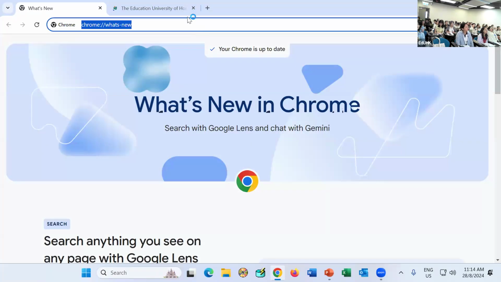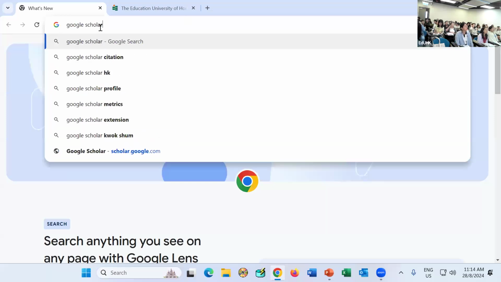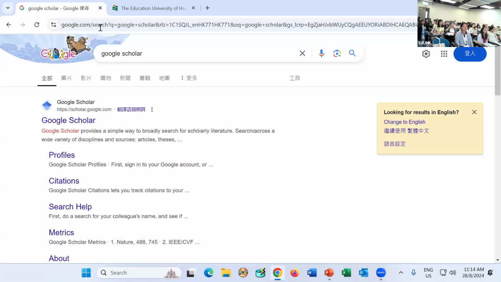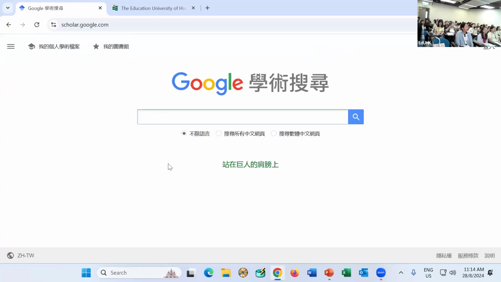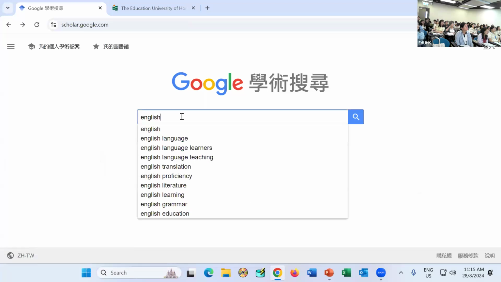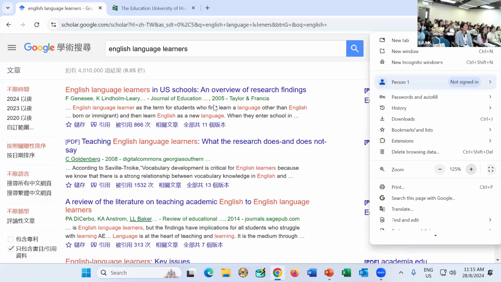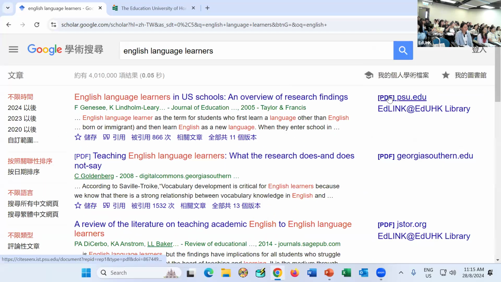We go to Google Scholar again. Any particular article we want to find? Something about English learning? Okay. Learning. Oh, there is a journal here. You see that? Yeah, journal of education something, and then there is a PDF. We can check.